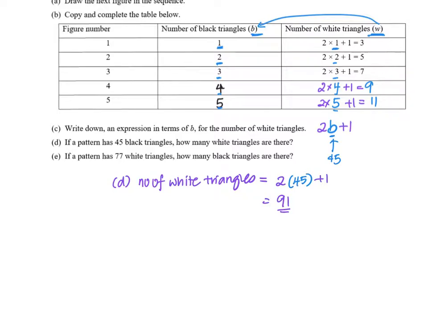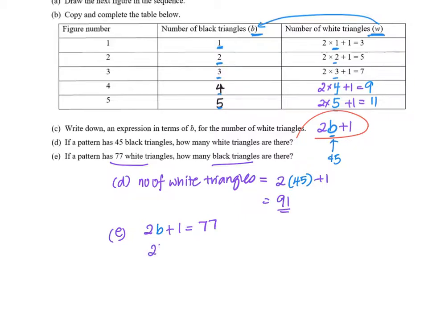The other way around, if I were to give you that a pattern has 77 white triangles, that means this whole expression here is now equal to 77. So I will have 2 times B plus 1 to give me 77 white triangles. So our objective is to find how many black triangles there are.